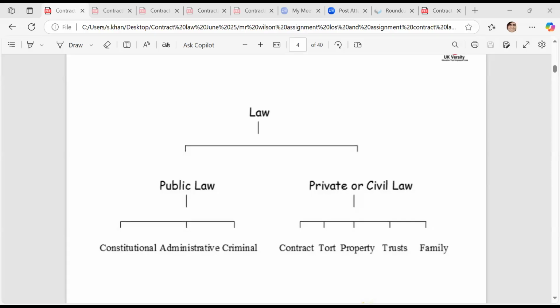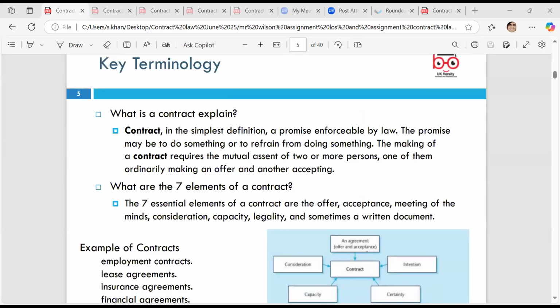When we're looking at elements of that, we're looking at it from the Constitution of the UK and how it would apply. So, key terminology. What is a contract? When we talk about a contract, what's the first thing that comes to mind for you, Lisa? What is a contract? An agreement. Agreement, excellent. Between who?